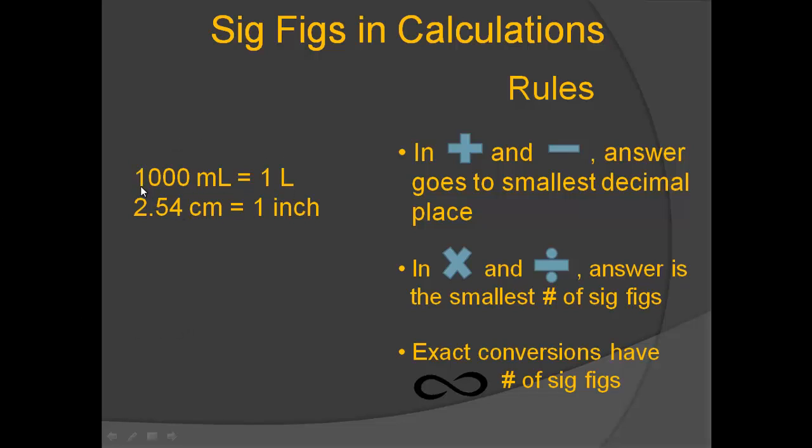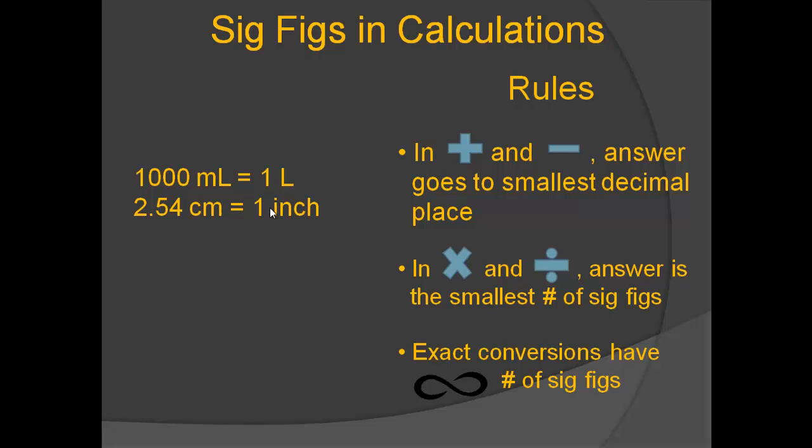What I mean by that is 1,000 milliliters is exactly 1 liter. These are not measured values. These are exact definitions. And when you use these exact definitions in a calculation, you don't take them into account in your SigFig calculation. Because if you did, that means that every time you used this conversion, 1,000 milliliters equals 1 liter, if you followed the rules, your answer would always have one significant figure because of this one right here. And that just wouldn't make sense.